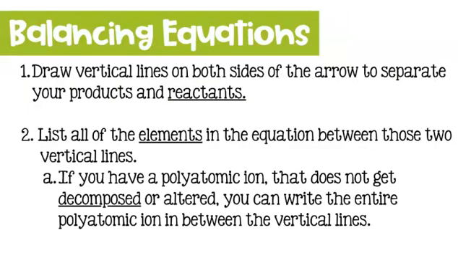So an easy way to balance equations is to draw a vertical line on both sides of the arrow to separate your products and reactants. We're going to list all the elements in the equation below these two vertical lines. If you have a polyatomic ion that does not get decomposed or altered in any way, you can write the entire polyatomic ion between the vertical lines. However, if it gets broken up into its parts, then you cannot.